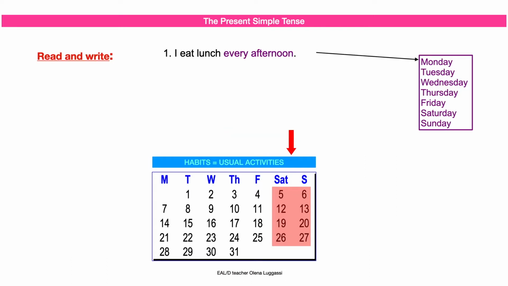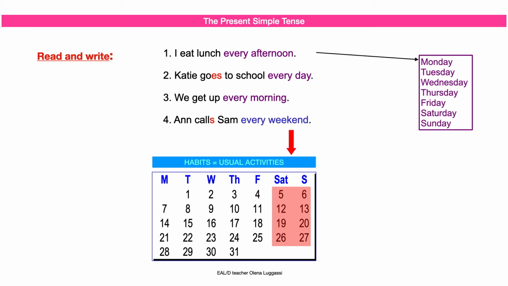Okay, let's read the sentences together. I eat lunch every afternoon. Every afternoon means every Monday afternoon, every Tuesday afternoon, every Wednesday afternoon, every Thursday afternoon, every Friday afternoon, every Saturday and Sunday afternoon. I eat lunch every afternoon.